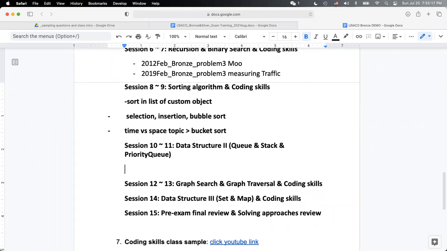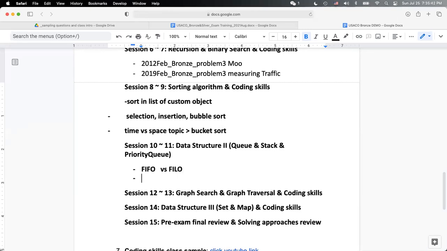So data structure 2: queue, stack, and priority queue. Like I said, in general for data structures, we will understand why queue versus stack and what the instances behind them are. So for example, a queue is first in, first out, right? Versus a stack, which is first in, last out. And this is just very superficial.